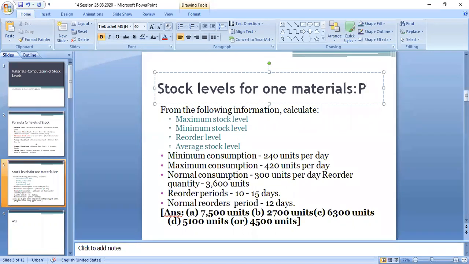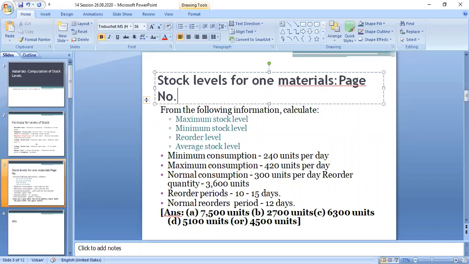So page number 3.105. If you're having a book, you can refer to the book also. And that exercise number 31, it is available in your textbook. Okay, right. So we have to read the problem. So we have the problem.